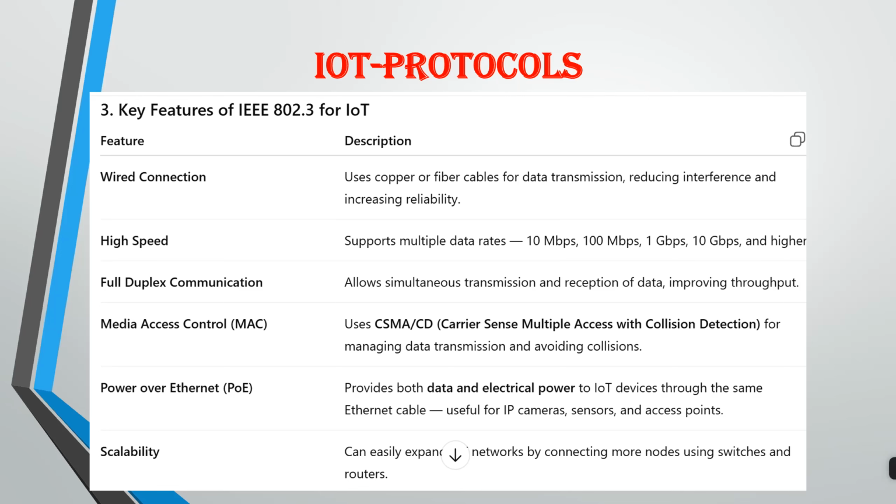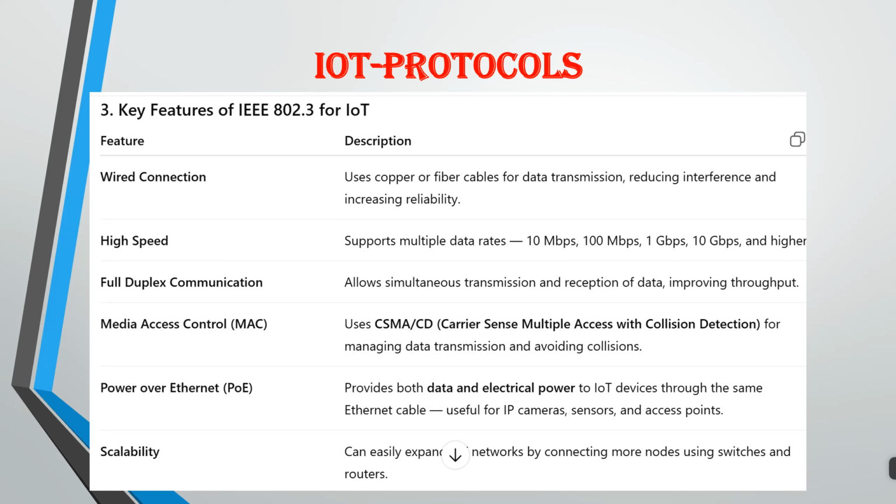Next is scalability. It can be easily expanded by connecting more nodes using switches and routers. Normally, the copper cable has a maximum length beyond which the signal will decay and be lost, and you will not be able to regenerate the signal. But there is a logic. It is not a concept related to IoT, it is related to network communication, wherein you use repeaters, switches and routers in between so that the distance can be extended.